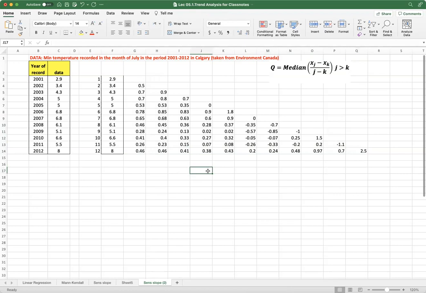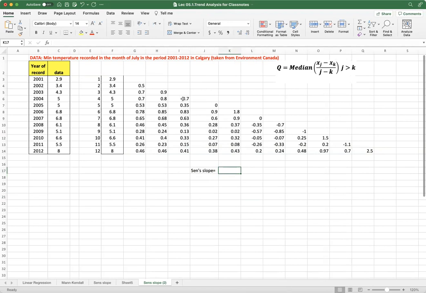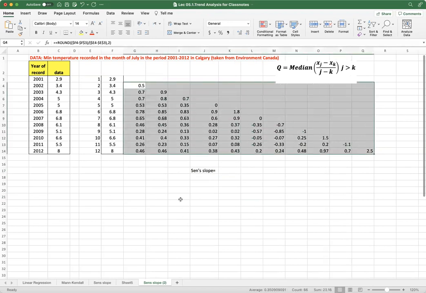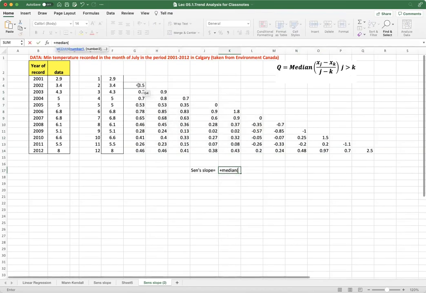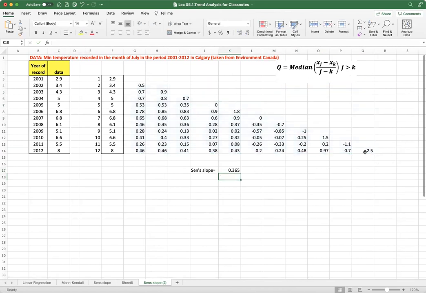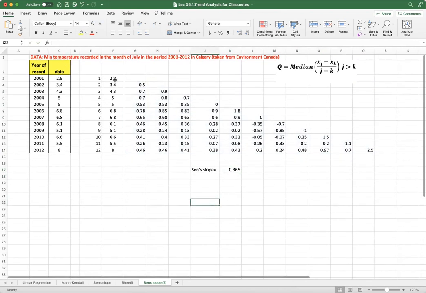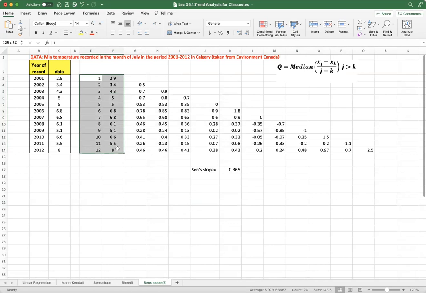Now, the Sen's slope, so if I say Sen's slope equal to, that would be the median of all the values. So consequently, the formula I'm going to write is median, and then I'm going to consider all the cells here. Okay, so now we can easily see the Sen's slope value we get is 0.365.